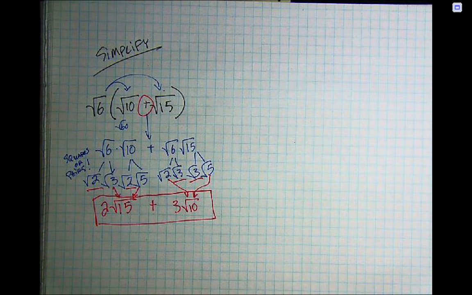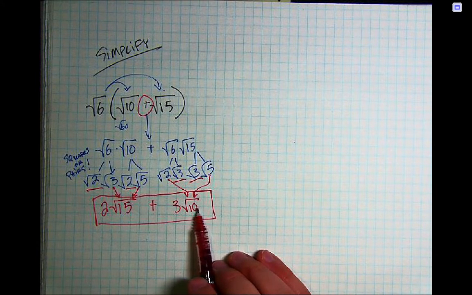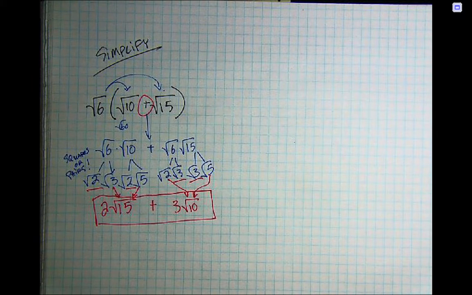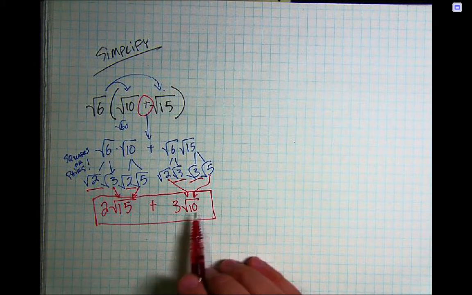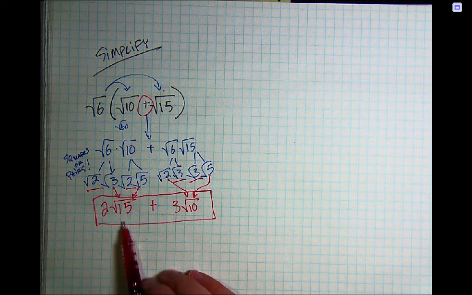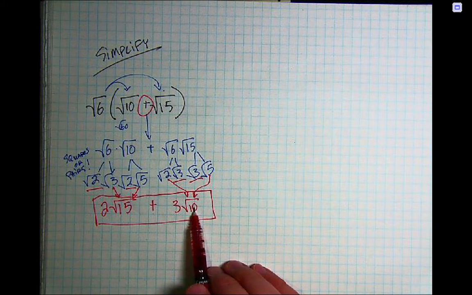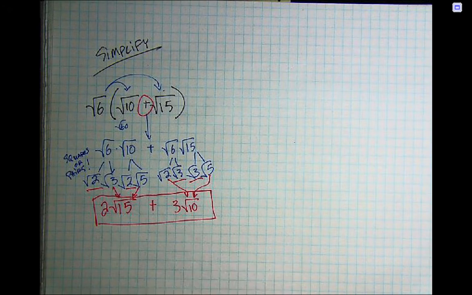And kind of like factoring, don't stop until you can't factor anymore. Don't stop until you can't simplify anymore. So it's always good to double check. Can I break the 15 down? Well, 3 and 5, but that's not going anywhere. 2 and 5, yeah, that's not going anywhere. This is as simple as this can get.